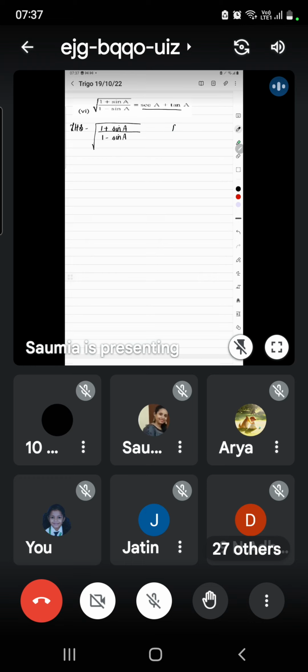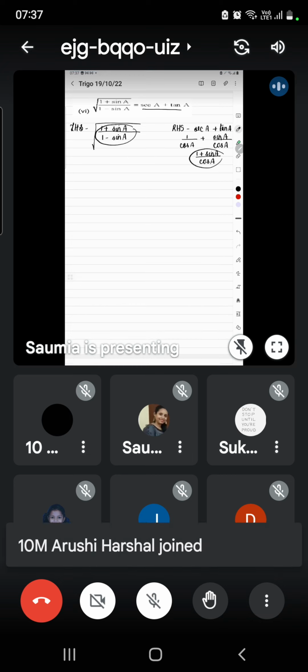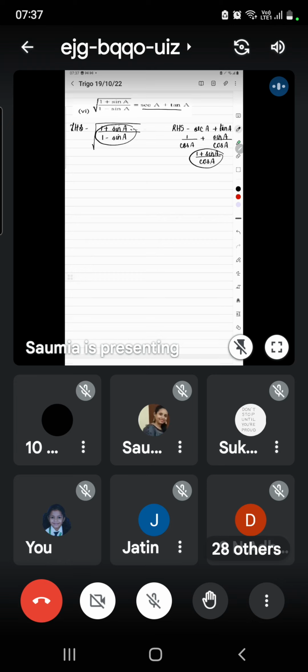Now, let us have a look at the RHS. What is sec A? 1 by cos A. And what is tan A? Sin A upon cos A. These are two fractions with the same denominator. So, can I write it like this? Yes or no? Yes, ma'am. So, this is what I should achieve here. Even if I get this from this, my job is done.